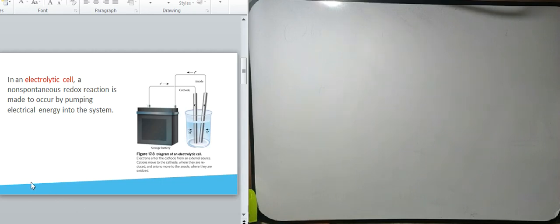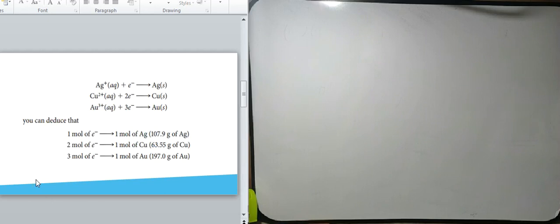There is a simple relationship between the amount of electricity passed through an electrolytic cell and the amount of substances produced by oxidation or reduction at the electrodes. We have here an example from the balanced half reactions. We have Ag plus aqueous plus an electron yielding solid silver. So we can deduce that 1 mole of electrons is equal to 1 mole of silver.